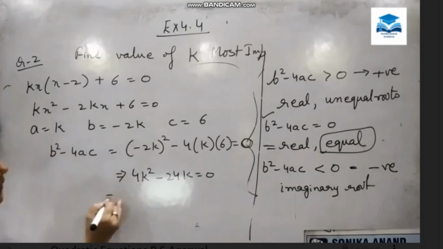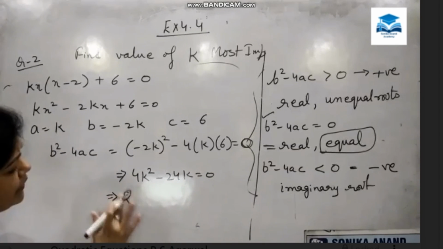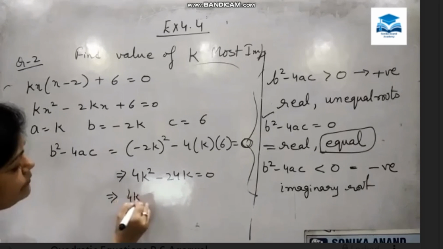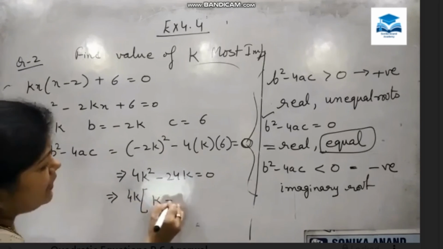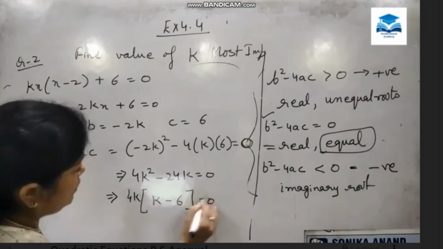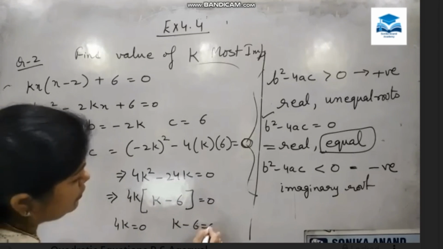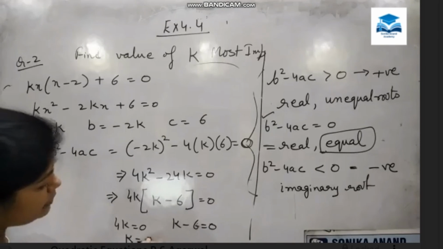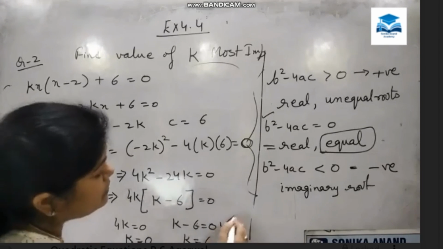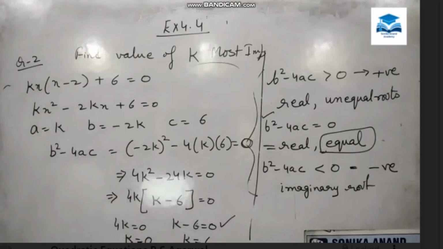Now solve it. 4k square minus 24k is equal to 0. Now take k common. We can take 4k common. So here we get 4k into k minus 6 is equal to 0. That means 4k is equal to 0 or k minus 6 is equal to 0. So there are two values, k is equal to 0 and k is equal to 6. Okay. Now the remaining questions I will discuss in the next class.